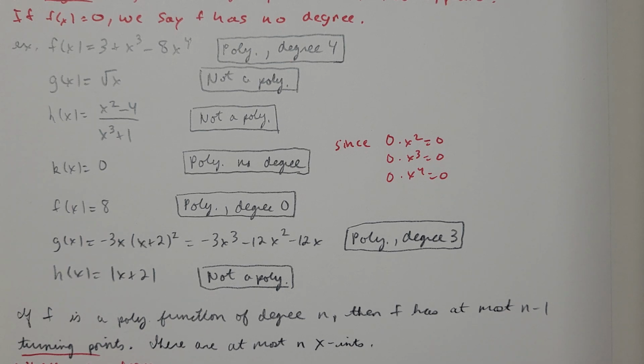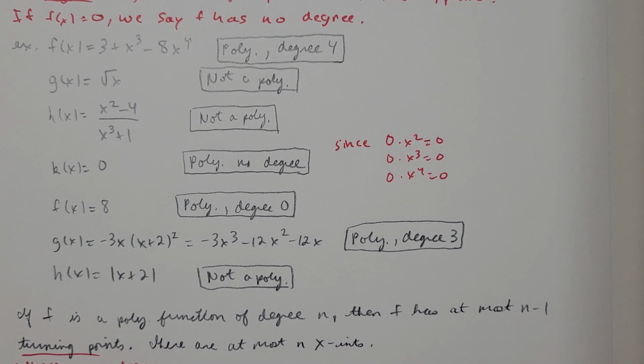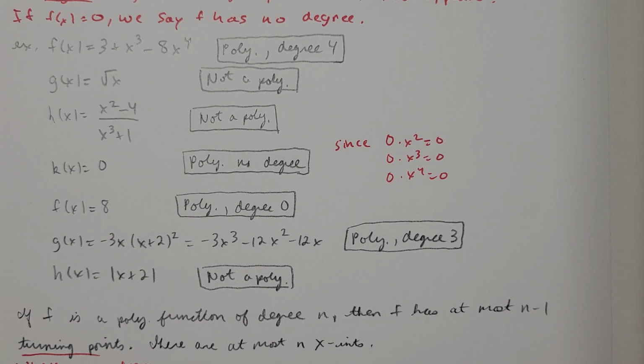Yes. So I need to check the two conditions. Condition number 1 says that every single power of x is a whole number. Well, I don't have any x's, right? So that condition is checked off by default. Condition 2 says that every single value in front of x is a real number. 8 is a real number. Okay, so that condition is checked off. So this would be a polynomial, and the degree of the polynomial is 0.